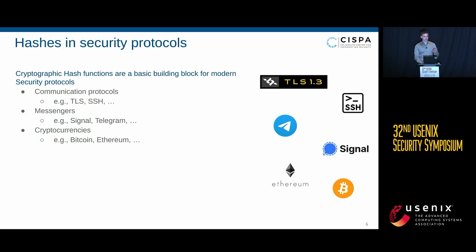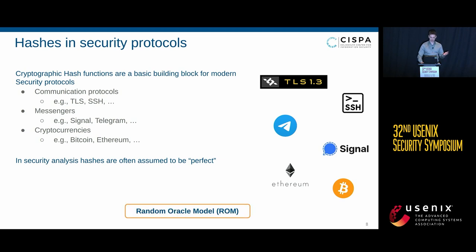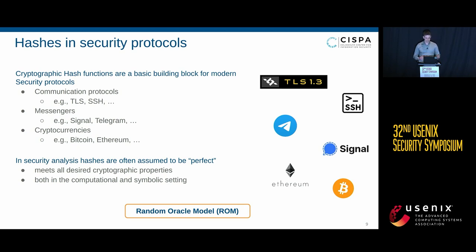But when we talk about security protocols, we also think about needing to prove them secure. But how do we prove security protocols with hash functions? We usually assume these hashes that we use in the protocols to be perfect. So maybe you heard of the random oracle model, where you assume that you meet all the perfect desired cryptographic properties, like being collision resistant or being non-invertible. This is used both in the computational and in the symbolic setting of analysis, where we often assume that these hash functions are perfect.